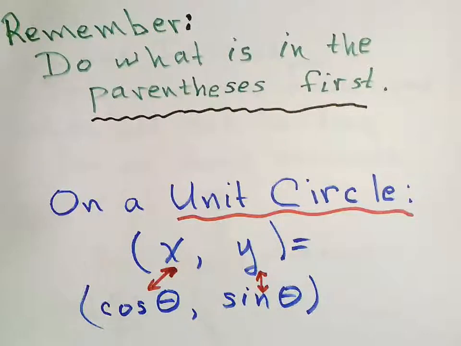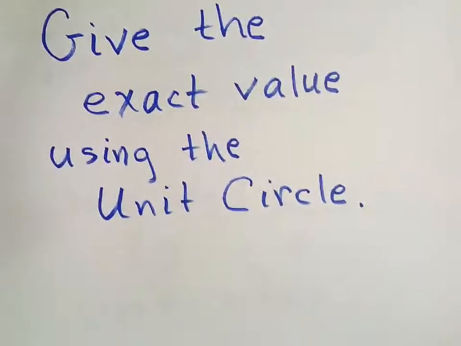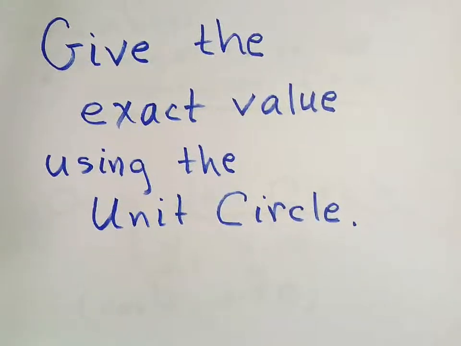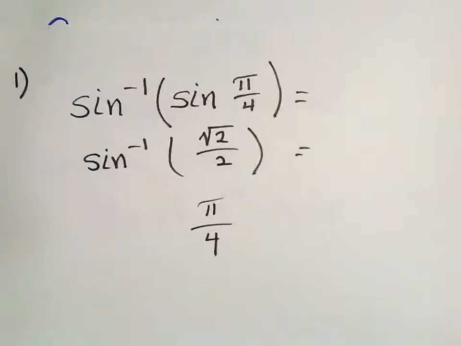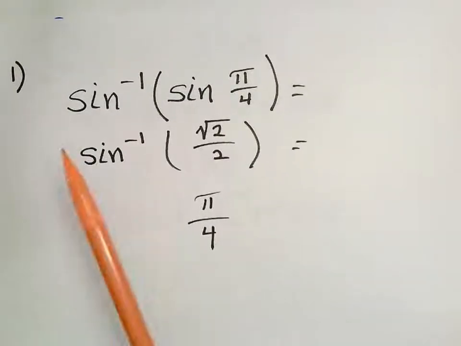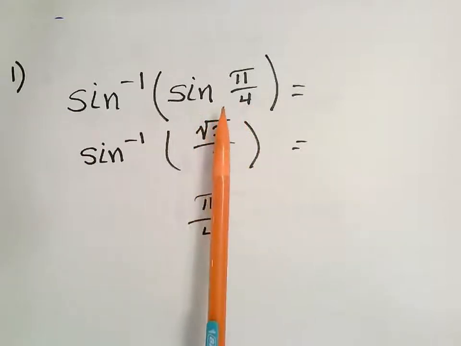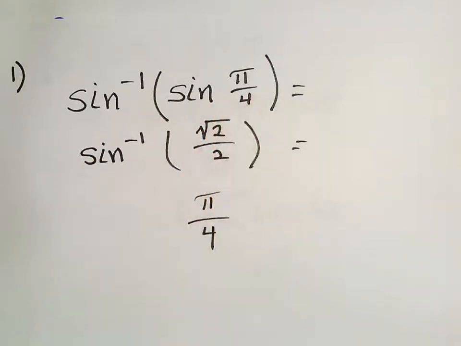Next, we're going to evaluate some expressions, and we want to know the exact value using our unit circle. Fractions reduced to lowest terms, no decimals. One of the very first ones that we're going to look at will be inverse sine of sine of pi over 4. What we're going to do is the parentheses first. Sine of pi over 4.